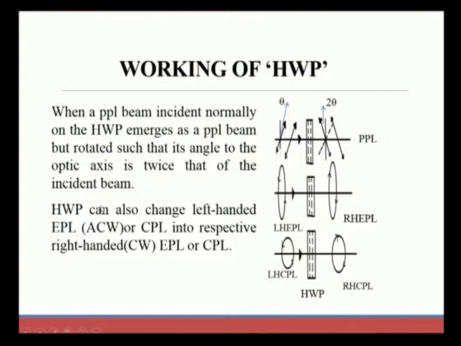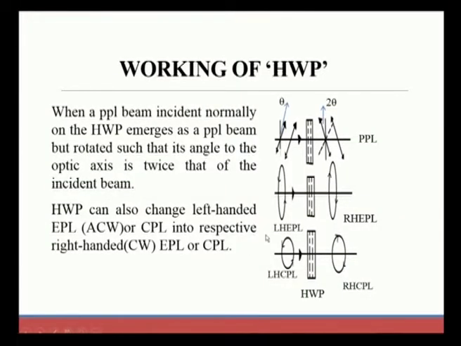The HWP can also change left handed EPL or CPL into the respective right handed EPL or CPL. Right handed can be converted into left handed EPL or CPL, and left handed can be converted into right handed. So, changing the plane of vibration of polarization can be achieved by half wave plates. In the figure we can see how left handed elliptically polarized light is changed into right handed elliptically polarized light.